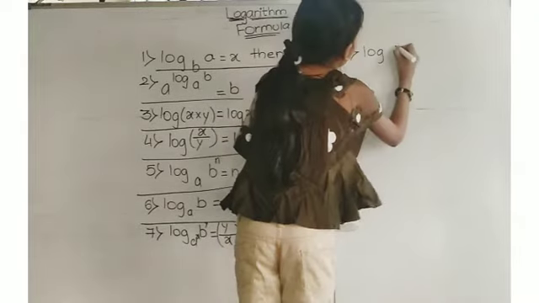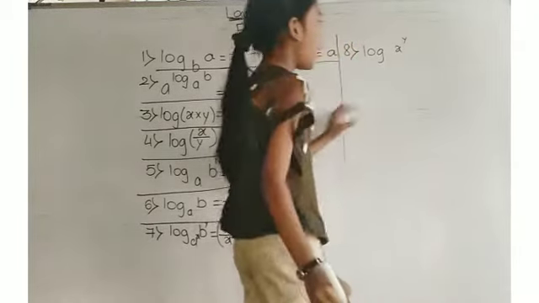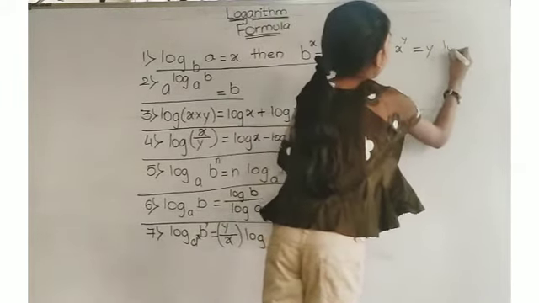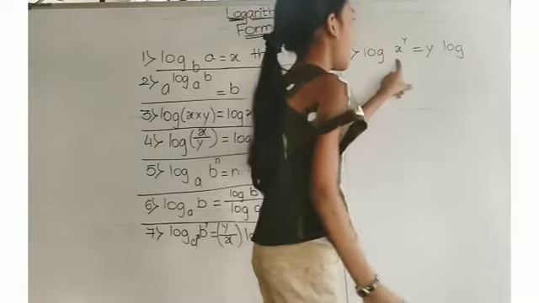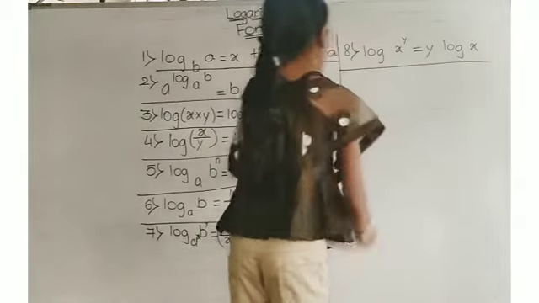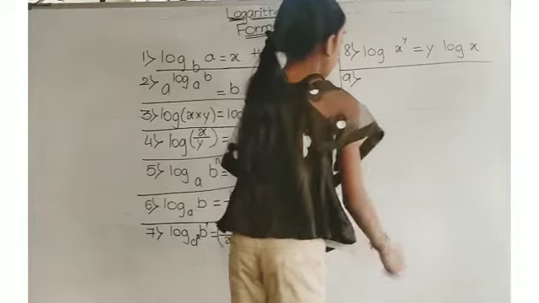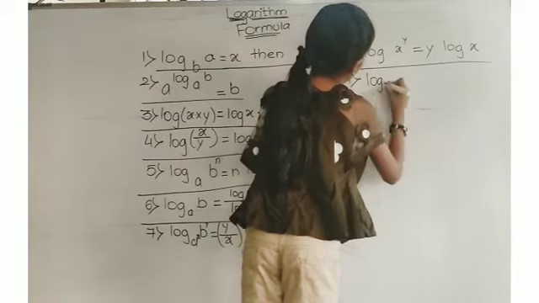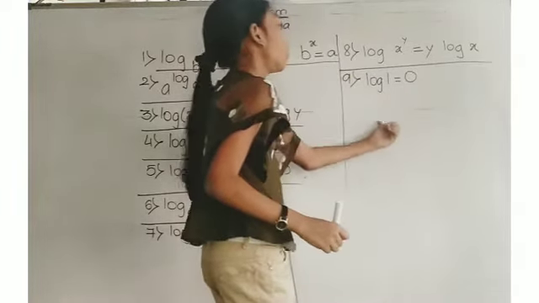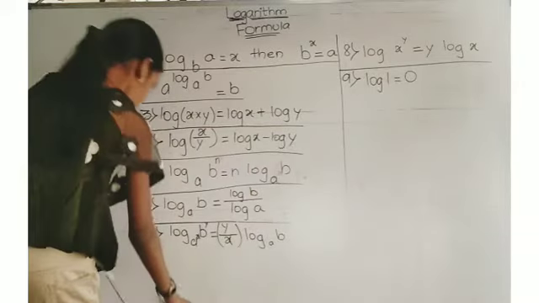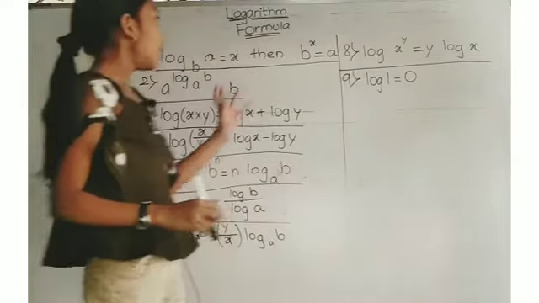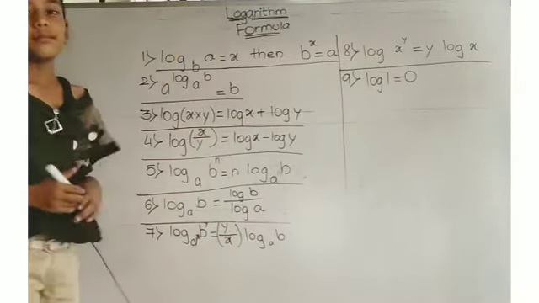Log x raised to y. So this will become y log x. And the ninth one, which is log 1 is equal to 0 or 0 is equal to log 1. So these 9 are the basic formulas of logarithm.